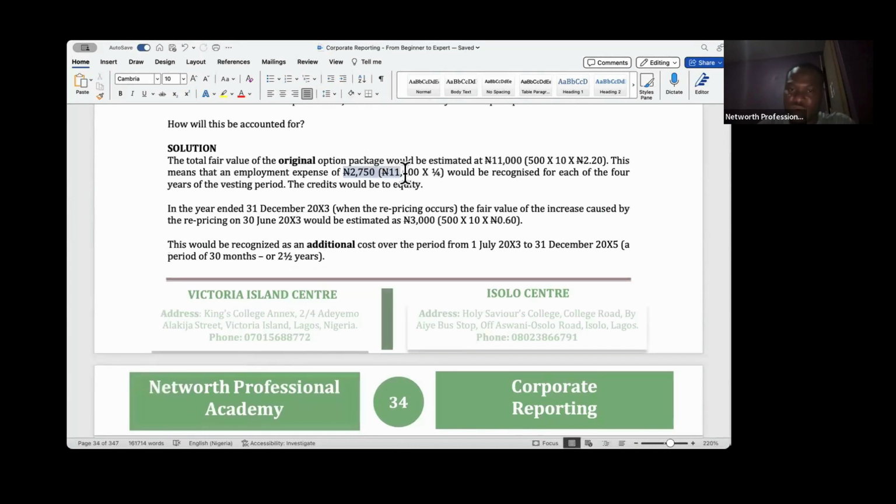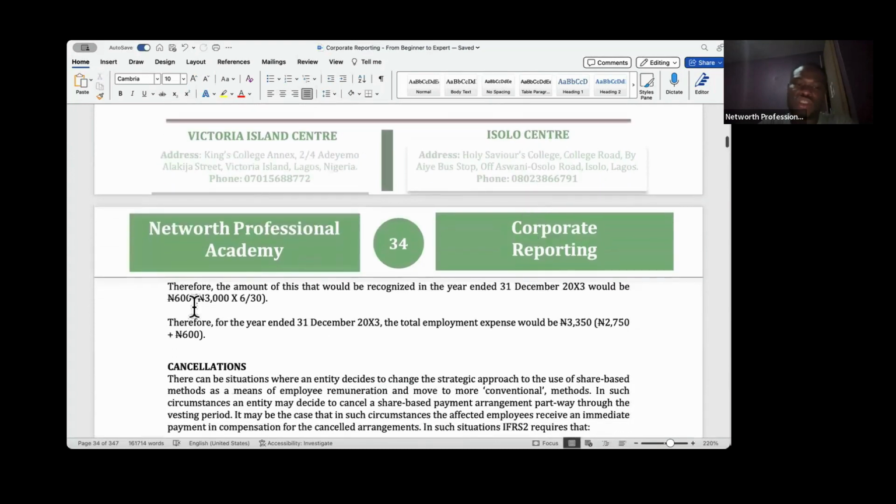Because in this one, when we did 1 over 4, in the second year, we'll do 2 over 4. We're accumulating it. So whatever we get, we'll know that that's the balance in our equity reserve. So you can do this additional one that way also.